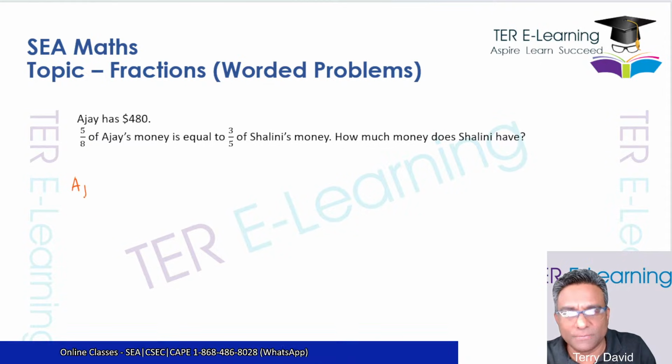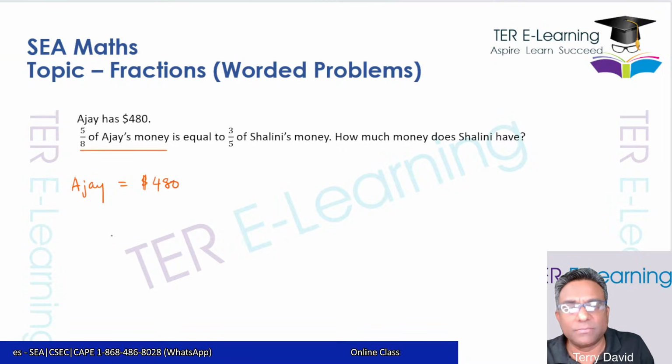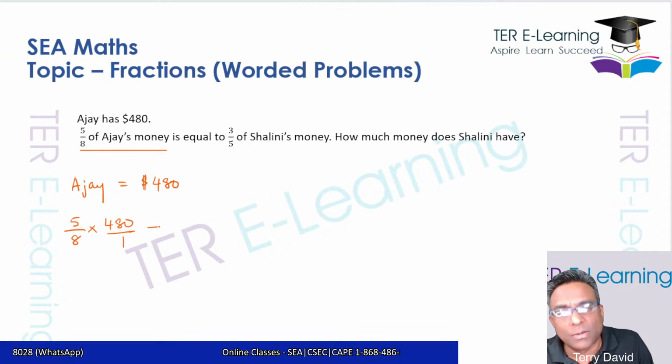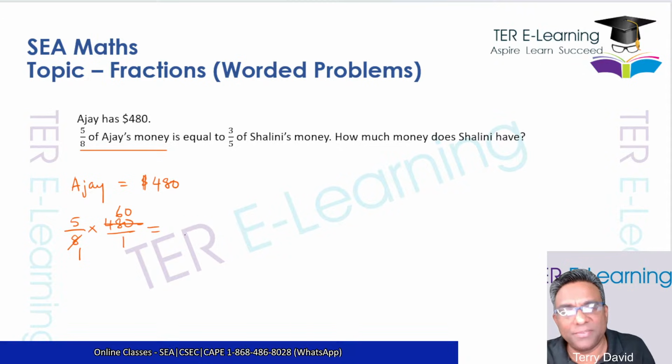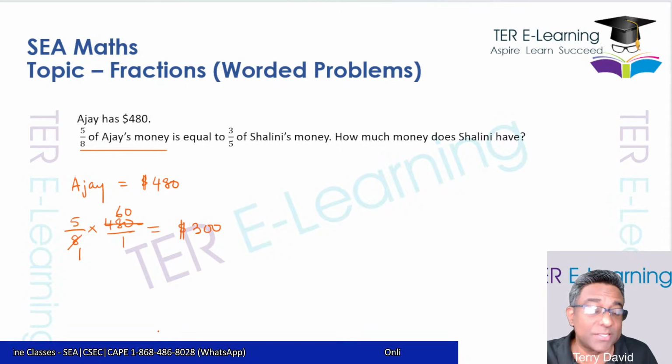So we have Ajay, and Ajay has $480. Now, 5/8 of Ajay's money. So what I'm going to do, I'm going to work out 5/8 of Ajay's money. So that'll be 5 over 8 multiplied by 480. So let's multiply this here now. So this 8 can go into 8, 1. 8 can go into this 48, 6 times. So this is 60. And then 60 multiplied by 5, that's going to give us 300. So this is going to be $300. So 5/8 of Ajay's money is $300.